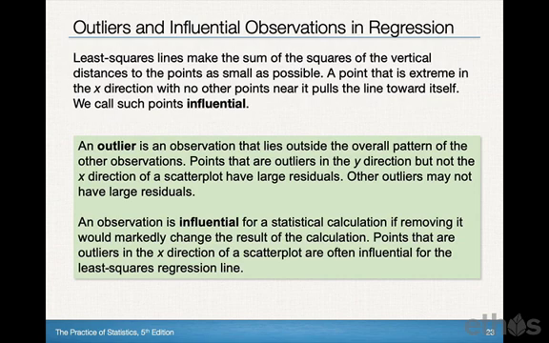All right, so this is a summary of what we talked about with points that are influential in affecting a least squares regression line.